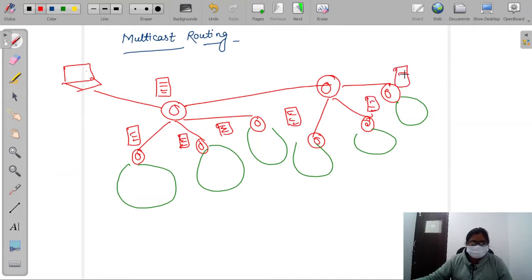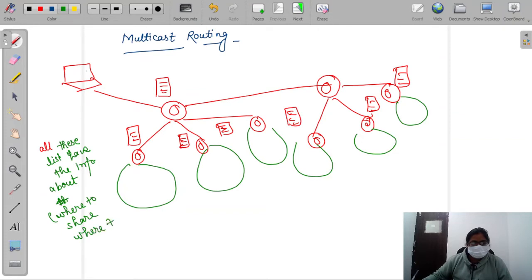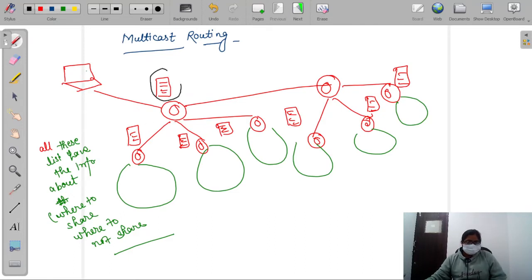These lists have information about where to share and where not to share. Okay, so let's think that in this list there is information of all these three, and in this list there is information of all these three groups.